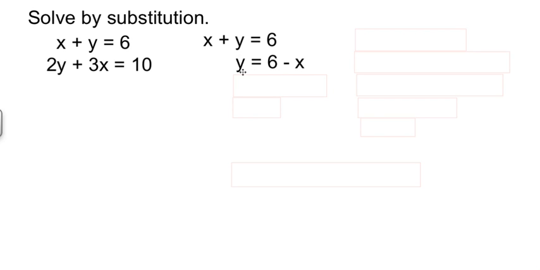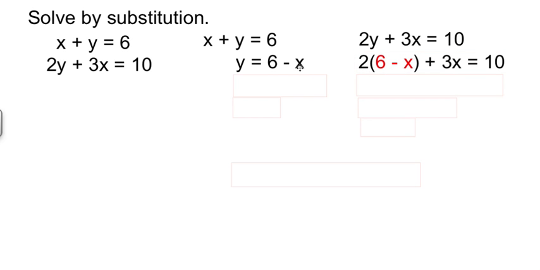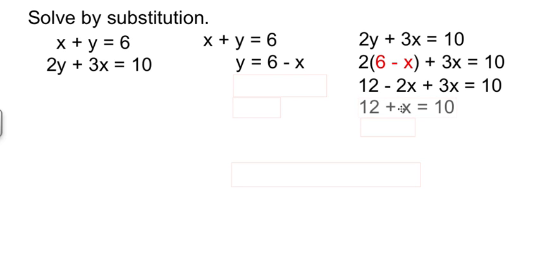So subtract the x over, we get y equals 6 minus x. Now take that value, 6 minus x, and plug it in place of the y in the other equation. So I'm going to take the y out and put the 6 minus x in its place. Now this is an equation I know how to solve. 12 minus 2x distributing plus 3x. Collect up terms and then subtract the 12 and I have a value for x.